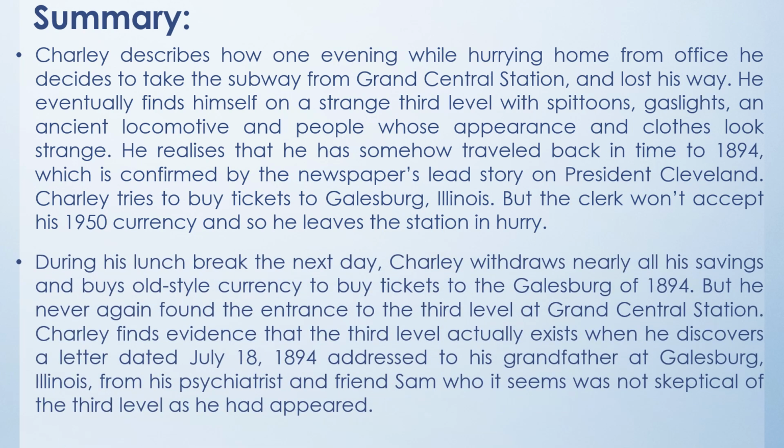During his lunch break the next day, Charlie withdraws nearly all his savings and buys old style currency to buy tickets to the Galesburg of 1894. But he never again found the entrance to the third level at Grand Central Station. Charlie finds evidence that the third level actually exists when he discovers a letter dated July 18, 1894, addressed to his grandfather at Galesburg, Illinois, from his psychiatrist and friend Sam, who it seems was not as skeptical of the third level as he had appeared.